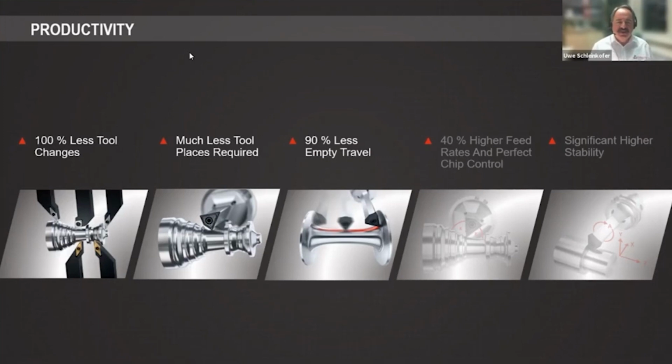What is additionally interesting is you have much less tool places required. So in your tool revolver, you have much more space for additional sister tools, for example, to run here. And with that, I show you later, you can significantly reduce the empty travel, so the time when the cutting edge is not in the material. And for that, I show you the reduced downtime as well in an example later on in this presentation.